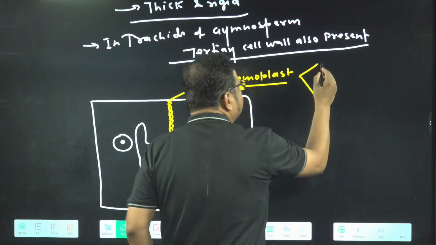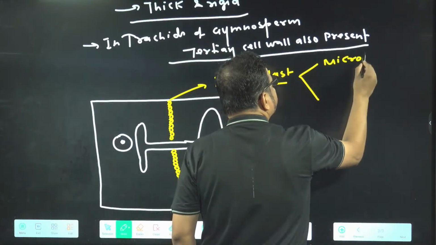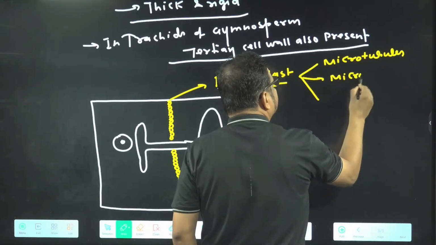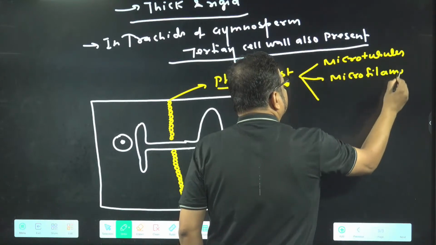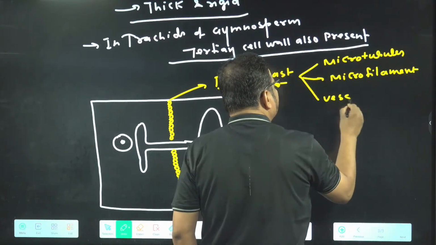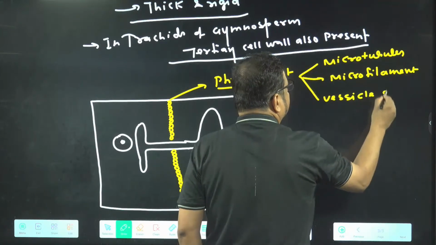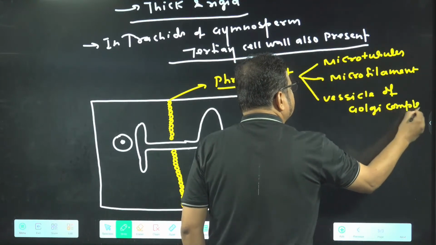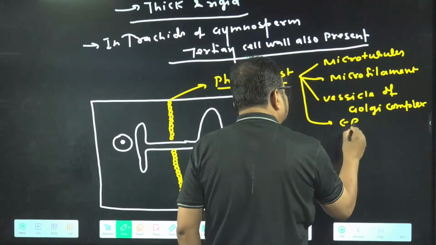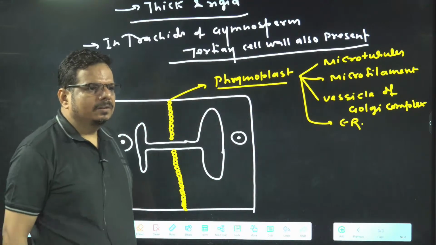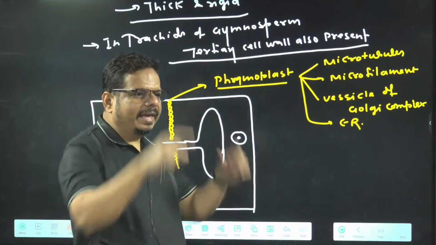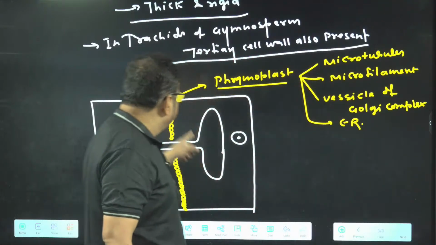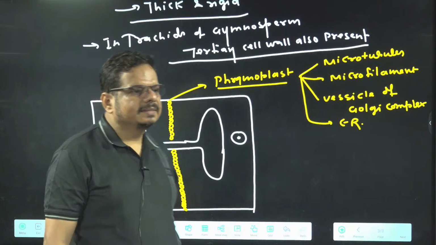This phragmoplast is made up of microtubules. It is made up of microfilaments. It is made up of vesicles of the Golgi complex. And also it is made up of which one? ER, a component of ER. You got the idea? So how many things are assembled together and forming which one? Phragmoplast. Is it?